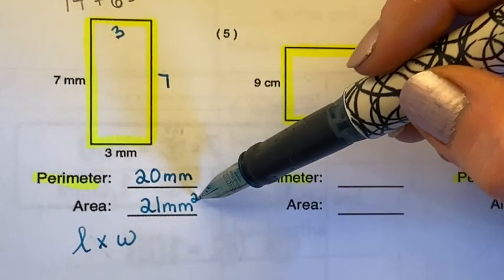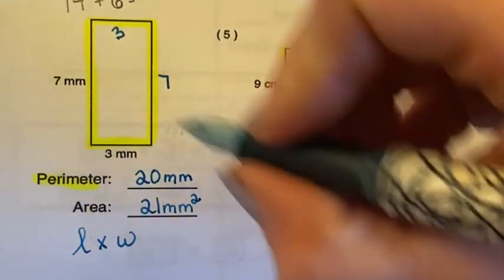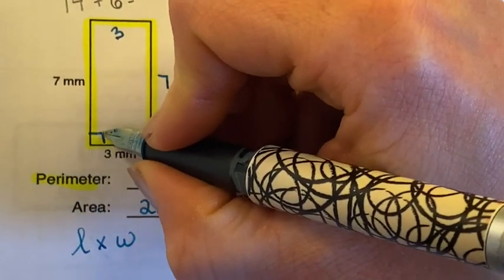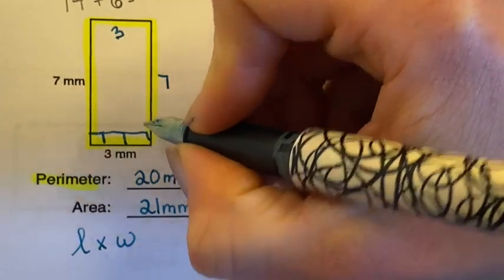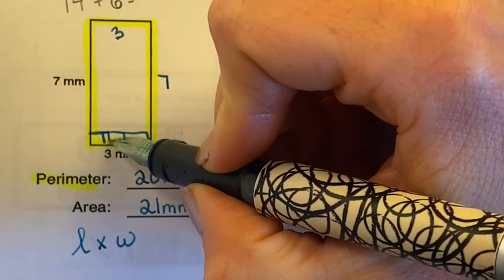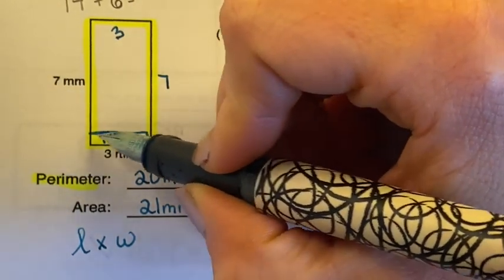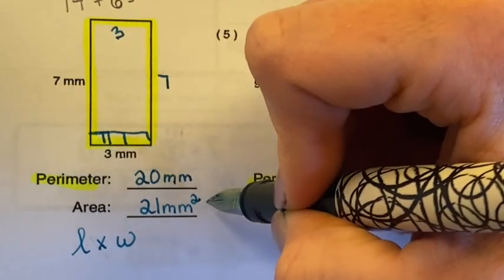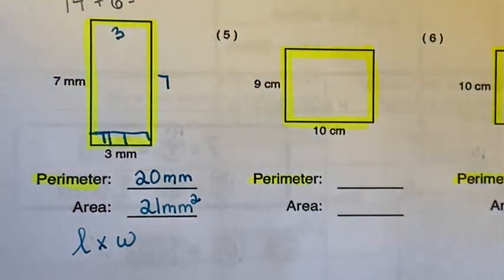Remember, we put that little 2 up there to show that we're measuring how many squares would fit in. It's a really bad drawing, but how many squares would fit in rather than the length. This is just a straight measurement. This little 2 means you're measuring in squares.